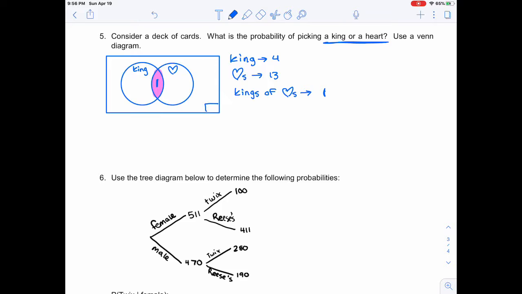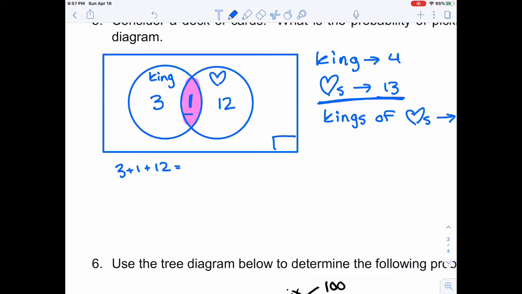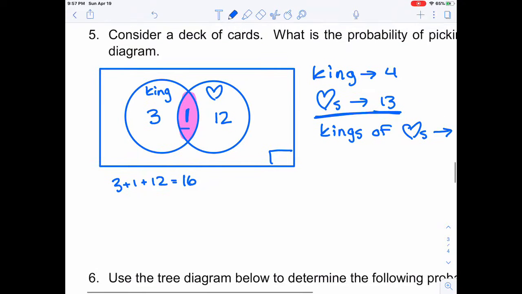So since we know that we have 4 kings, okay, I see that I have that 1 right here in the middle, so that means that I'm going to put my other 3 in this remaining king part of the Venn diagram. Same idea with my hearts. I see that I had 13. I already have 1 accounted for, so the other ones I'm missing are 12. Okay. Now if we add those together, so 3 plus 1 plus 12, we get, what is that, 16. So we know that 16 cards are kings or hearts.